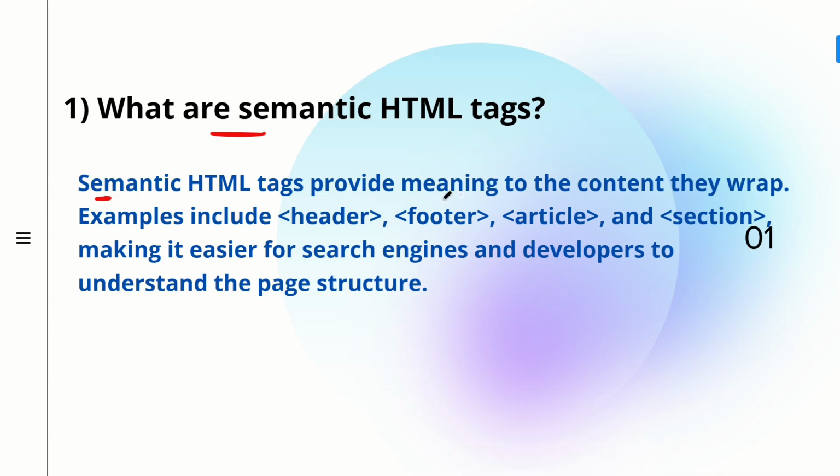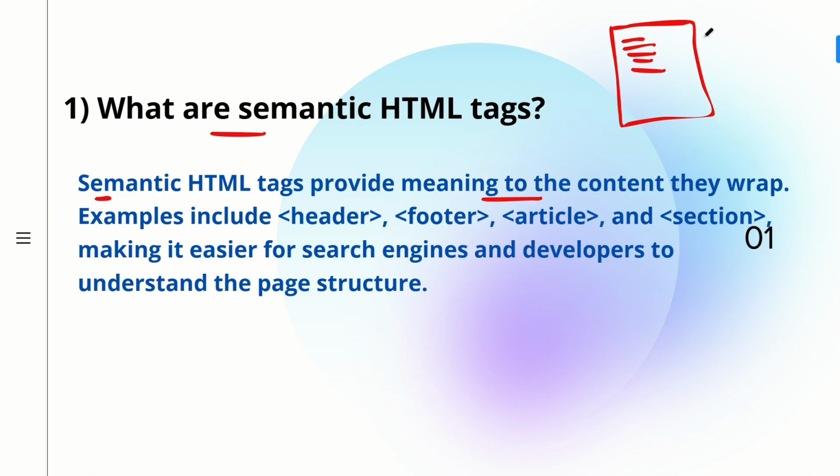Semantic HTML tags provide meaning to the content they wrap, which means they are going to convey meaning to whatever content is inside them. They are wrapping some content, right? So they are going to convey their meaning. For example, we have one semantic tag. Inside this we can have paragraphs, spans, divs, headings, or list items.